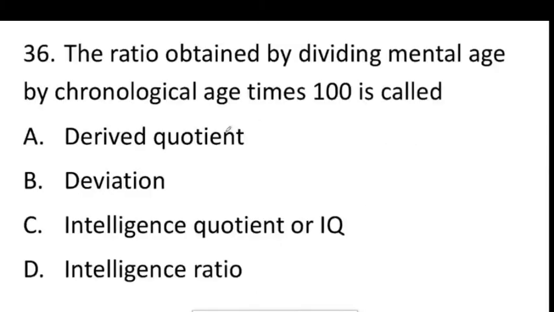Number 36. The ratio obtained by dividing mental age by chronological age times 100 is called, we've just talked about this a while ago. Correct answer would be intelligence quotient or IQ. Intelligence quotient or IQ is the correct answer, letter C.